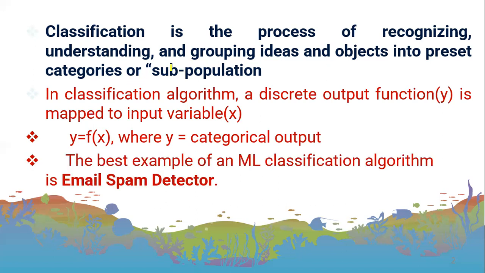The best example of an ML classification algorithm is the email spam detector. Let's assume that you have an inbox where you log in to your email. There will be two types of mail: one is called normal mail and one is called spam mail. To check which is important and which is not, and to predict everything, we can get the help of a classification algorithm.